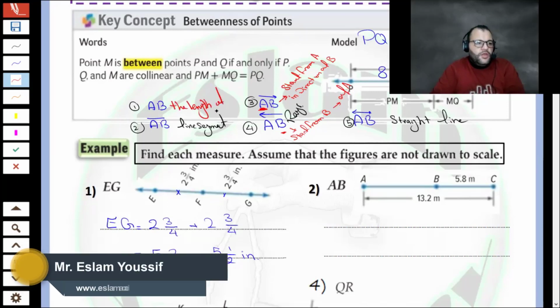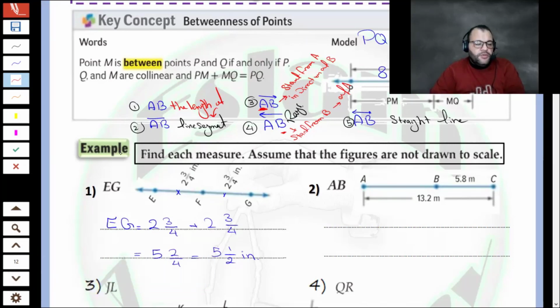The length of a line segment. When you need to define the length of the line segment, you have to write AB this way. But if you need to say the line segment AB, that is the second number, number 2. If you want to say the ray, number 3. And number 3 and number 4, you have to choose which one is the starting point and the direction, because there is no end point. And number 5 is for the straight line.